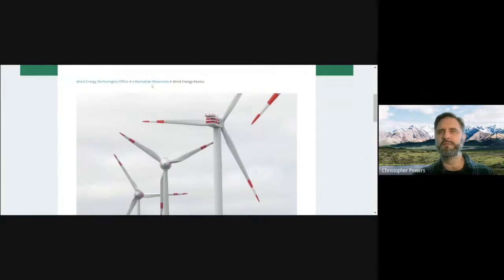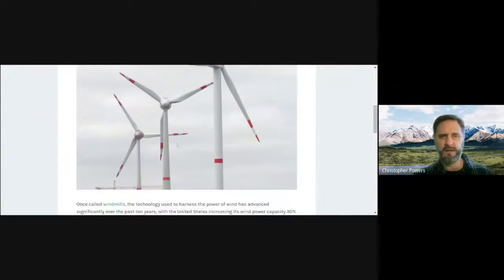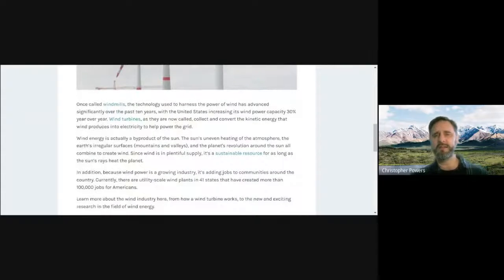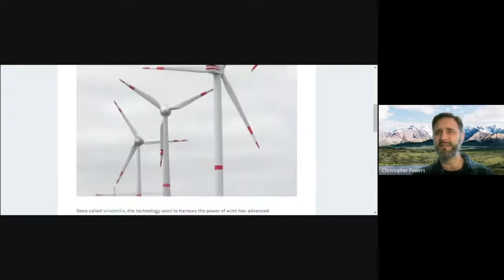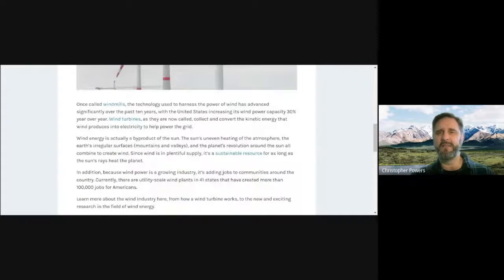So basically, you're looking at the source of these guys. It's energy.gov. I get calls from the government all the time to say, hey, do you want to switch to solar? And I always think about it, but with the focus of the time I have right now, would I be able to really make a sound decision? And I think I can. Once called windmills.